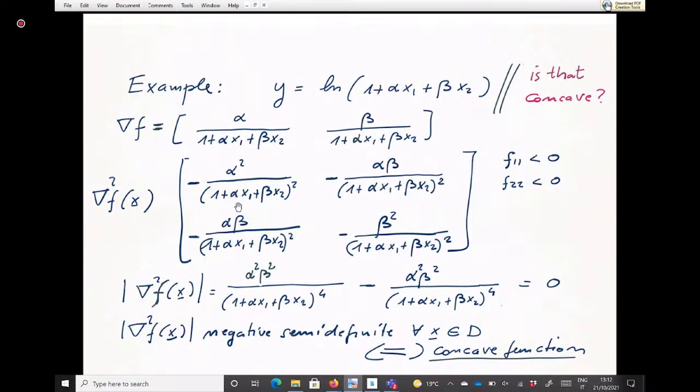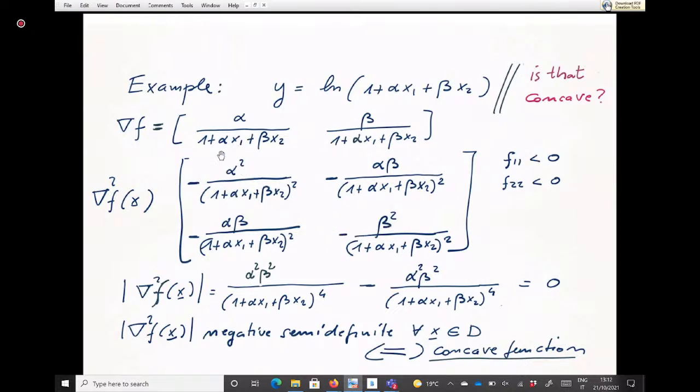The Hessian matrix depends on x1 and x2 in general. But look at what happens here. The two pure derivatives in the main diagonal are both negative. Negative, negative. Why is that? Because the denominator is a positive quantity. Alpha squared, beta squared, positive, whatever alpha and beta are. With the minus sign, they are negative.